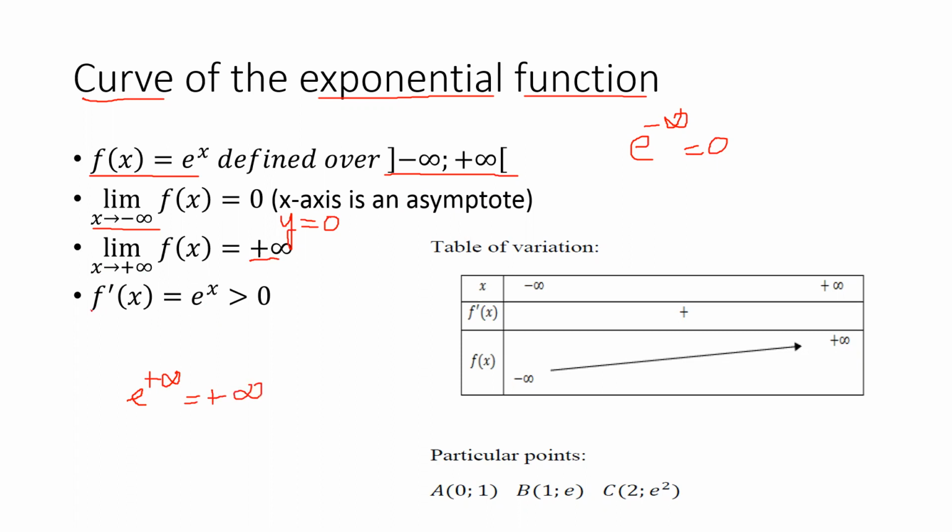f prime x, what is the derivative of e to the x? It is e to the x, which is always greater than 0. So table of variations, x from minus infinity to plus infinity, f prime x, f(x). It is positive always. It is increasing. At minus infinity, it is 0. والlimit على plus infinity is plus infinity.